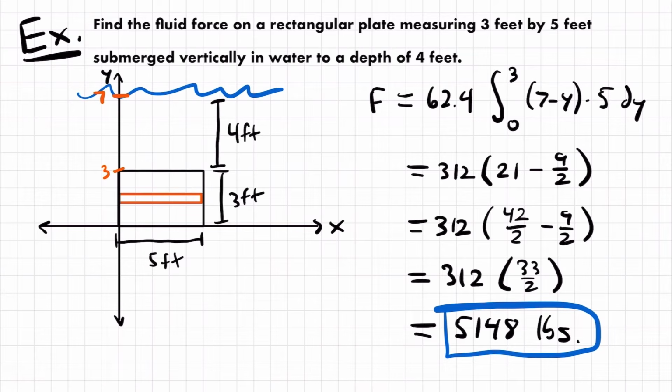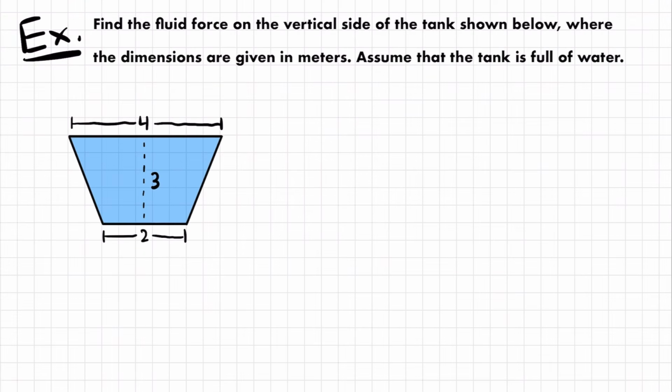Alright, but maybe you noticed that I didn't change the location of the y-axis, and that's because I wouldn't recommend that you change where that is unless you're working with a specific type of shape for your surface. And so that's what I want to look at next for our final example for this video. Alright, so here's our last example. We want to find the fluid force on the vertical side of the tank shown below where the dimensions are given in meters. Assume that the tank is full of water.